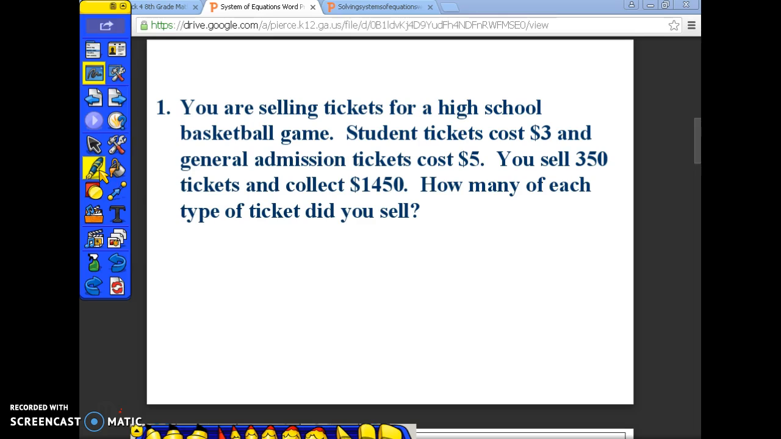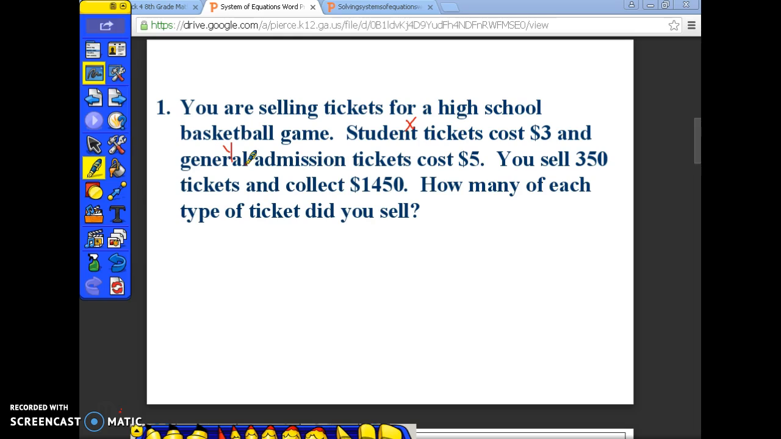So we have two types of tickets: student tickets and general admission tickets. We identify them as X and Y. It does not matter which one you label for which, because in our final answer we have to write that we sold this many student tickets and this many general admission tickets. We're not going to put X equals this and Y equals this, okay? So write down X equals student tickets, Y equals general admission tickets.